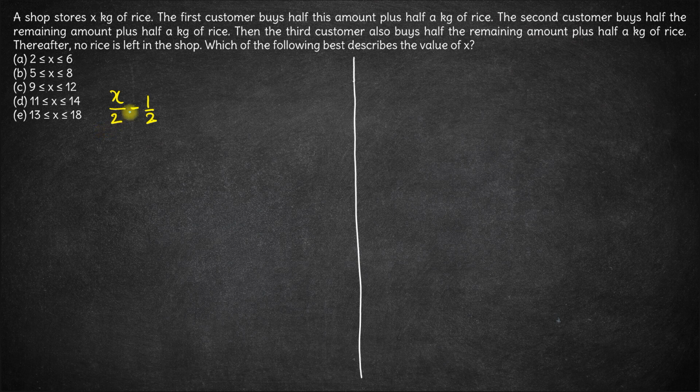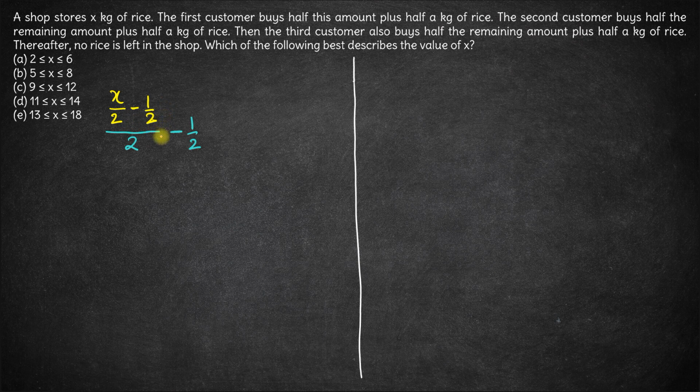Now second customer comes. Second customer first of all buys half of the remaining amount. So now if the customer buys half of it, the shopkeeper will be left with half of this. Now from this, the second customer again buys half kg. So he will be left with half kg less. So this is what he will be left with after the second customer has gone.